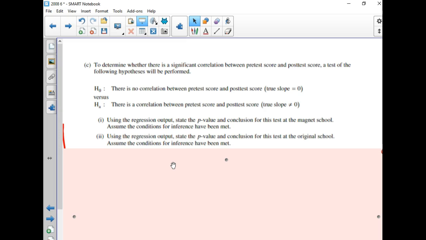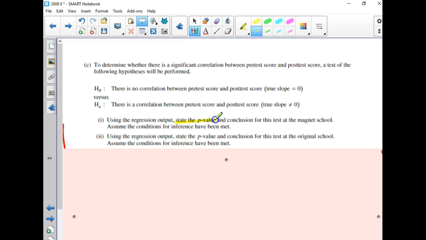Please pause it right now and try it on your own using your notes, because we haven't practiced it enough, I think, to have it memorized. So use your notes. Part 1 says, use the regression output, state the p-value and conclusion for this test at the magnet school. Assume the conditions for inference have been met. So what they're asking you to do right now is the state part.